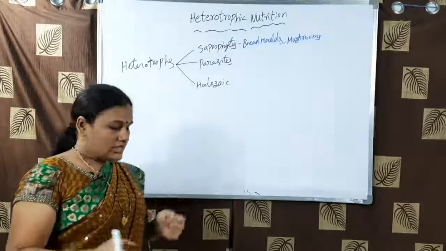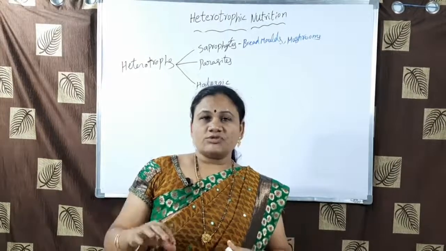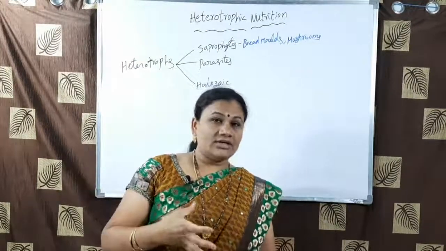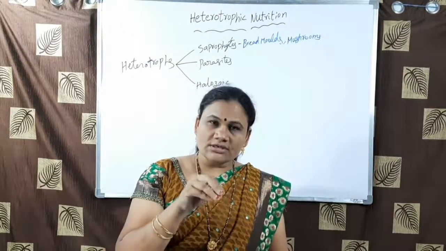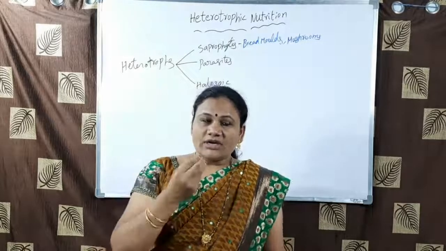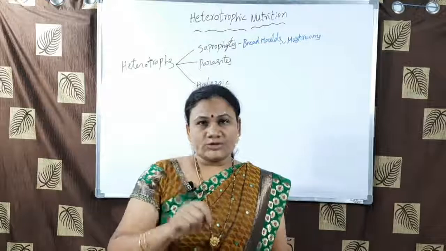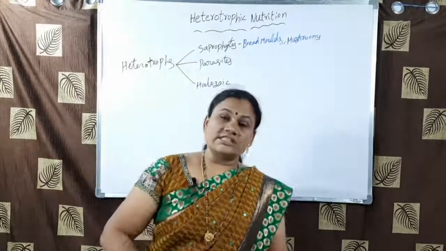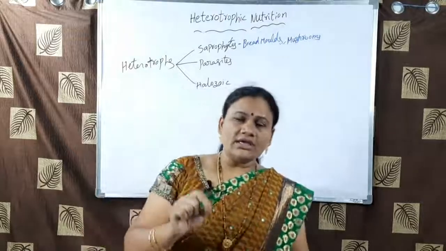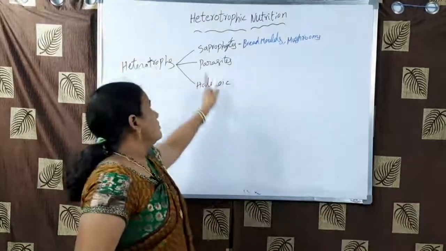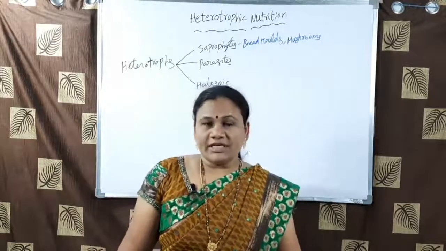Mushrooms: in the rainy season, you are able to see these kinds of mushrooms growing on walls or wet wooden structures, and some kinds of mushrooms are also available in the market for our food purpose. So there are several kinds of mushrooms. So mushrooms, and next some others like yeast. So in a single word, all these fungi are saprophytes.